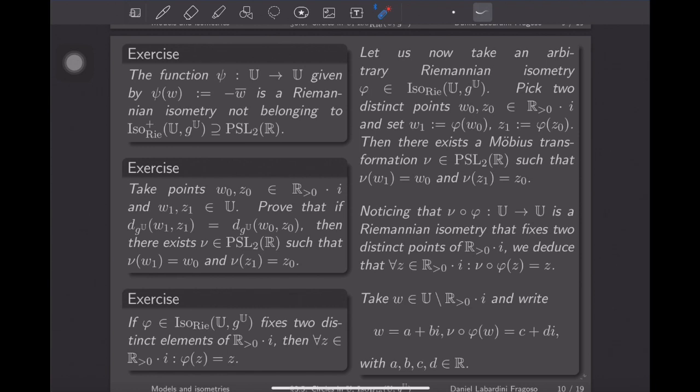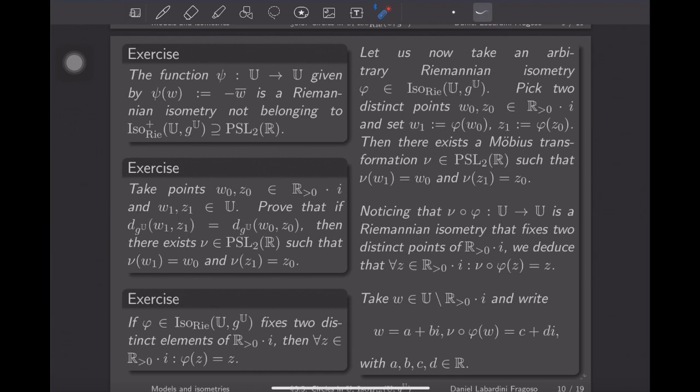Okay. And this exercise is also not very hard, but somehow it requires you to really have a working knowledge of how to deal with Riemannian isometries, at least on the basic level.